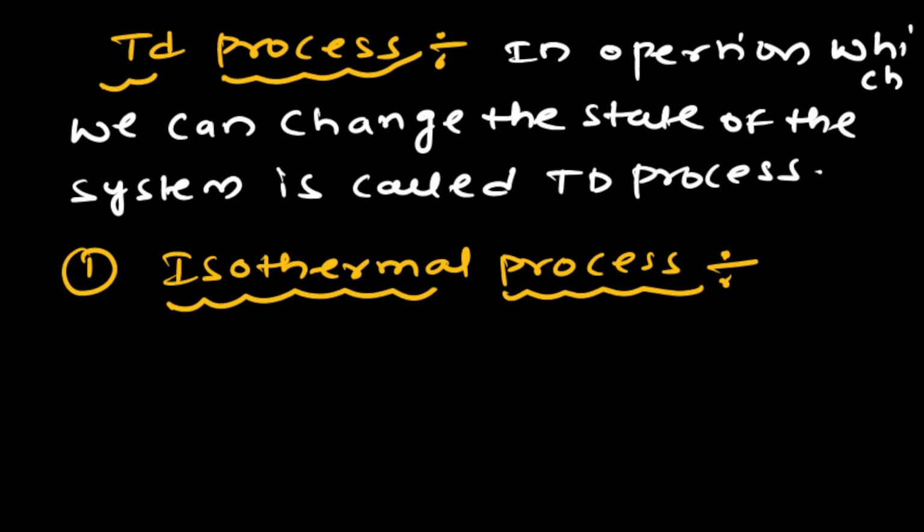Now here you can see, in the isothermal process, which is constant? In the isothermal process, temperature is constant. Good, Janakiram, good. Now the second process we are having is the isochoric process. In the isochoric process, which is constant?